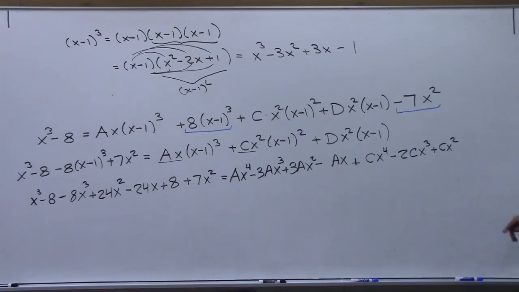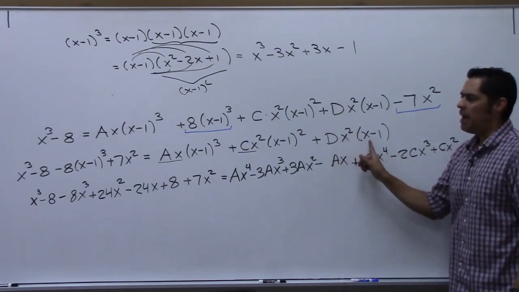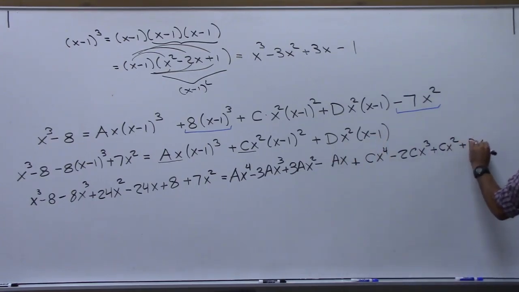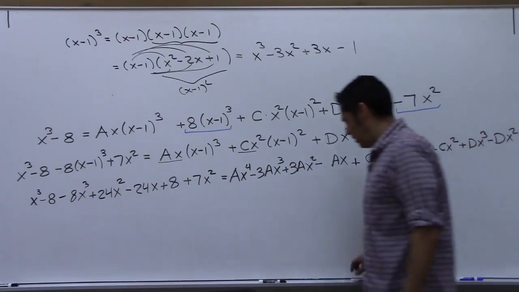This is brutal, huh? All right, last one. This one just passes through. So plus dx cubed minus dx squared. All right.